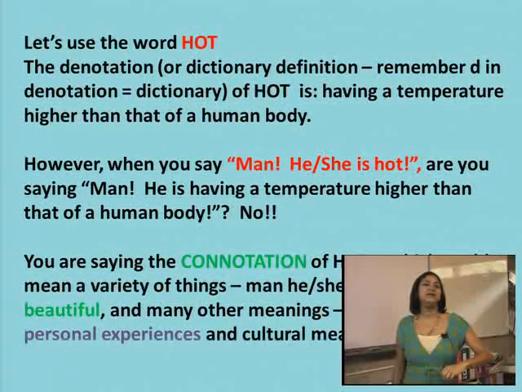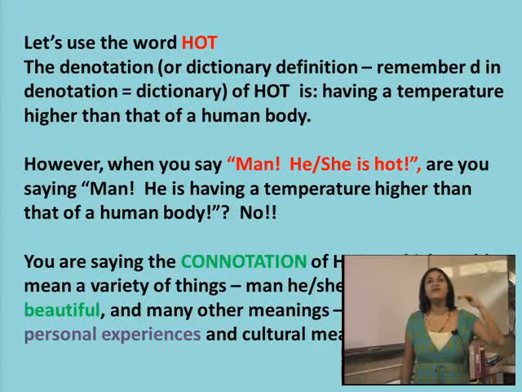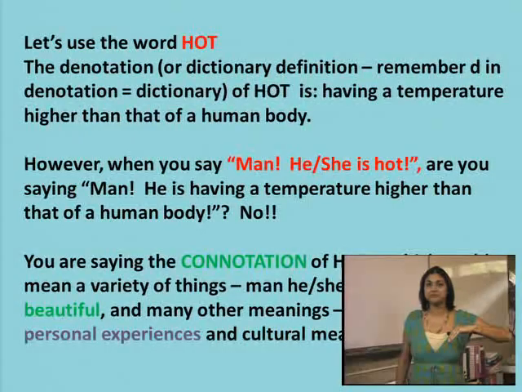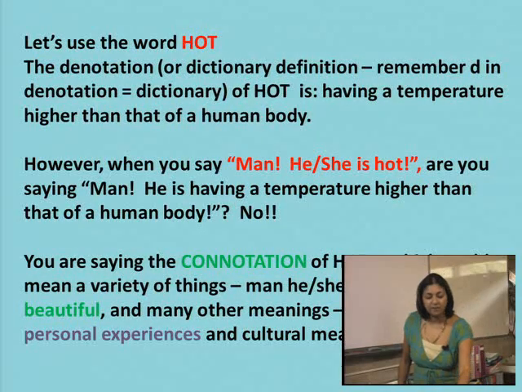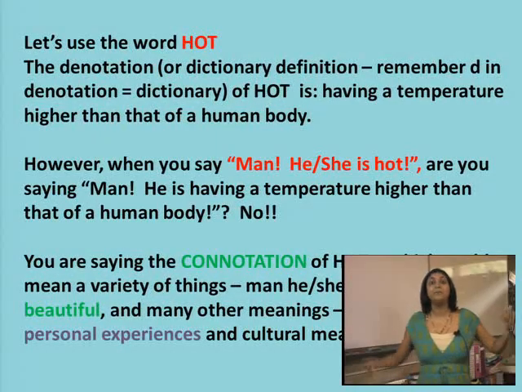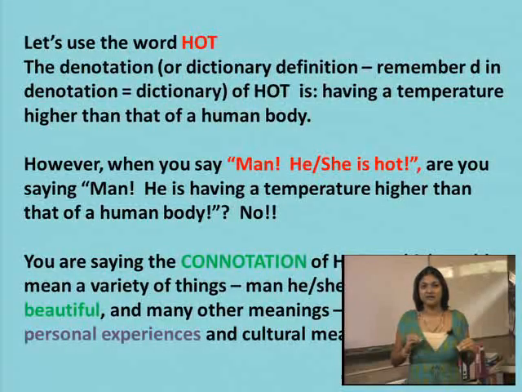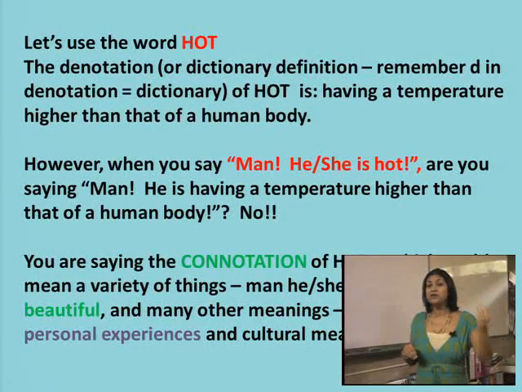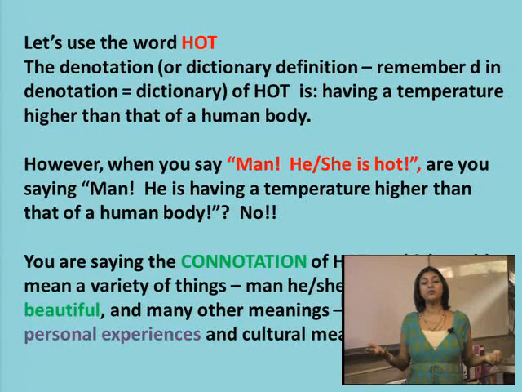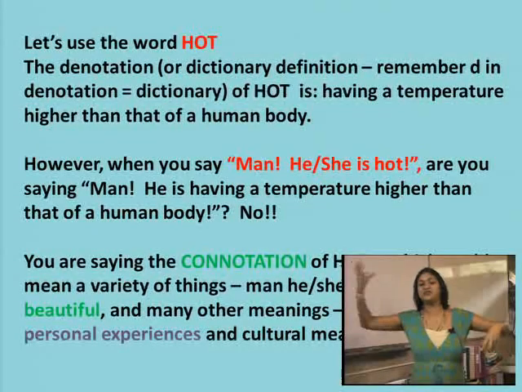Now the dictionary meaning, the denotation of this word hot, means to have a temperature that is high, a temperature that is higher than that of the human body. That is what hot means. When you put your hand on the stove and the stove has been on, that plate is hot, you will get burnt. That is the ordinary meaning, the proper meaning of hot, the denotated meaning, or the denotation. A very easy way to remember that a denotation is the dictionary meaning is look at the words there. D for denotation, D for dictionary. Both start with D. So you have to remember that denotative meanings are dictionary meanings.